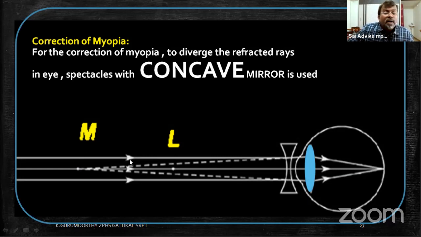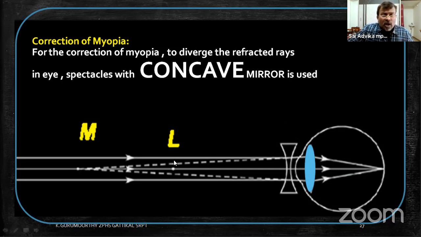So, to correct that defect, we are using a concave lens. What happens with this concave lens? It makes a virtual image of the object exactly at M. Now, for the eye lens, the object is at M. If the object is at M, it can happily and without any strain form the image on the retina. In this way, myopia is corrected by using a concave lens. While using the concave lens, the virtual image is formed at the far point.